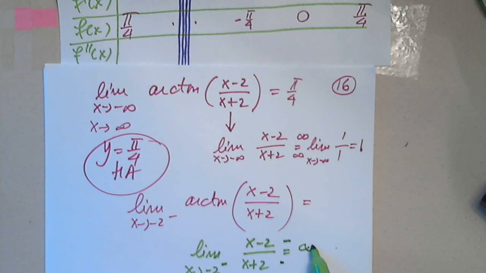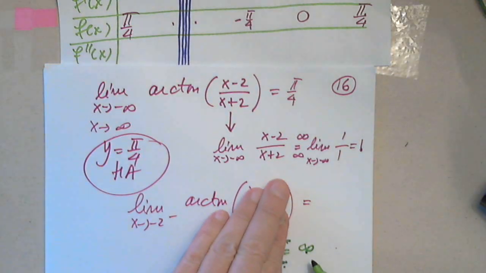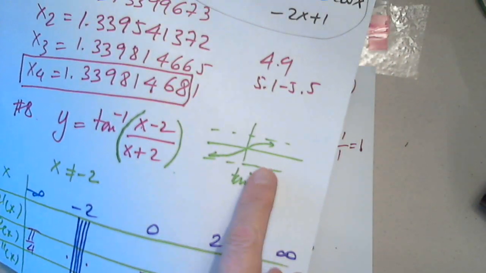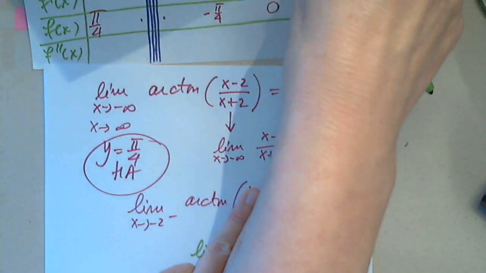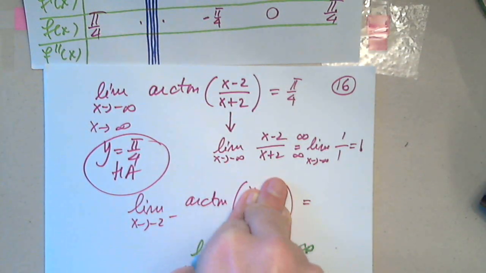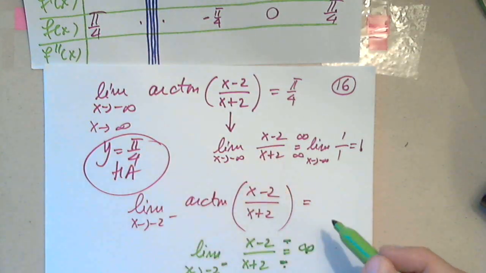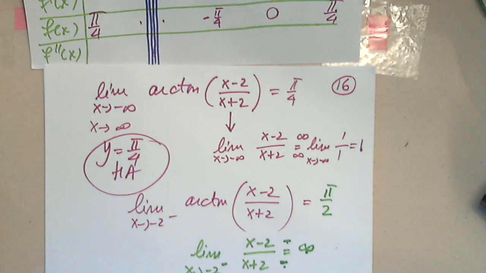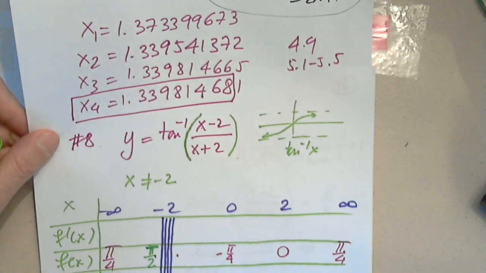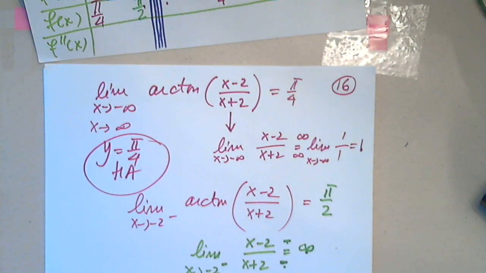So this is positive infinity. Negative 2.1 plus 2 is negative, and negative over negative is positive infinity. If this approaches positive infinity, look at the graph of arctangent. So when x approaches negative 2 from the left, this approaches infinity. Arctangent of infinity is pi over 2. Okay, let's see the other side.